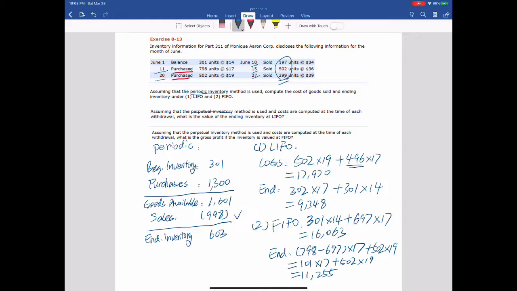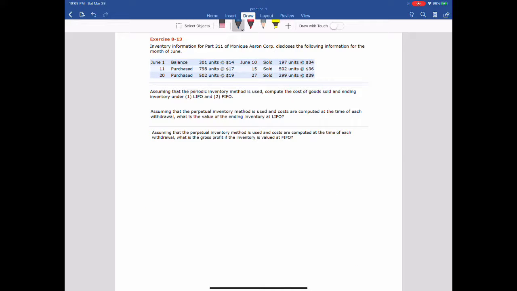The periodic inventory system is very straightforward. We only consider all the units sold. We don't need to consider whether the sales are before or after the purchases, because we consider all the inventory available in this period. The next one is the perpetual inventory system.